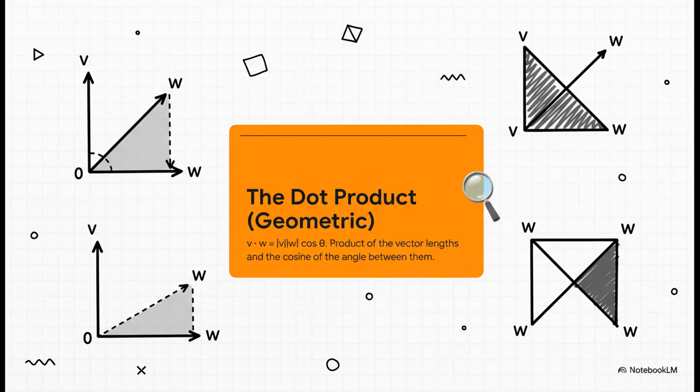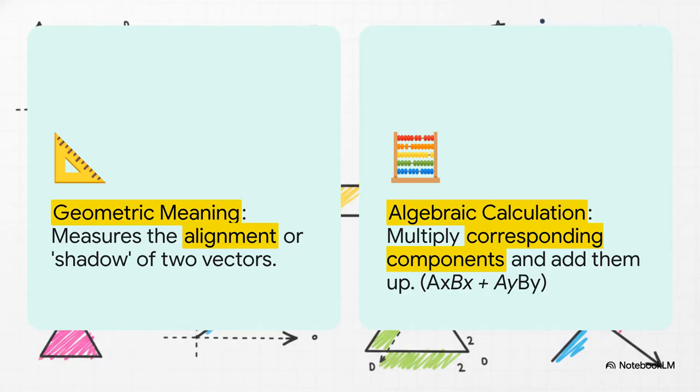The length of that shadow, which by the way is determined by the cosine of the angle between them, multiplied by the length of the vector it's falling on, that right there gives you the dot product. So if they're perpendicular, the shadow has zero length, and the dot product is zero. Makes sense, right? And if they're parallel, you get the biggest possible shadow.